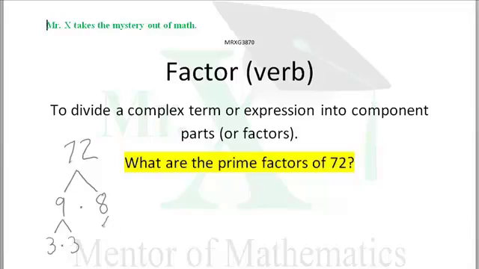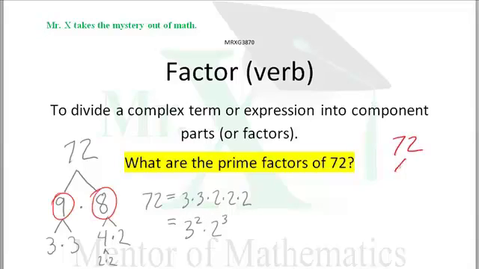Now let's break our 8 into 4 times 2, and we're almost there. So we need to break this 4 into 2 times 2 as well to get our prime factors. Turns out 72 is equal to 3 times 3 times 2 times 2 times 2. Well, it's still 9 times 8. We could also write it like that.